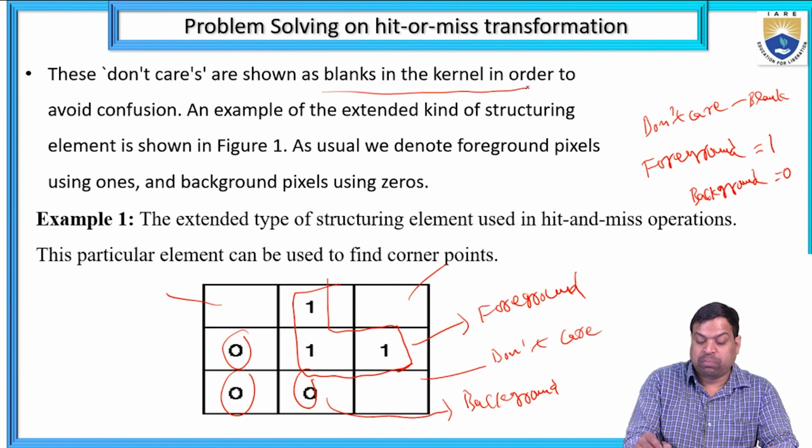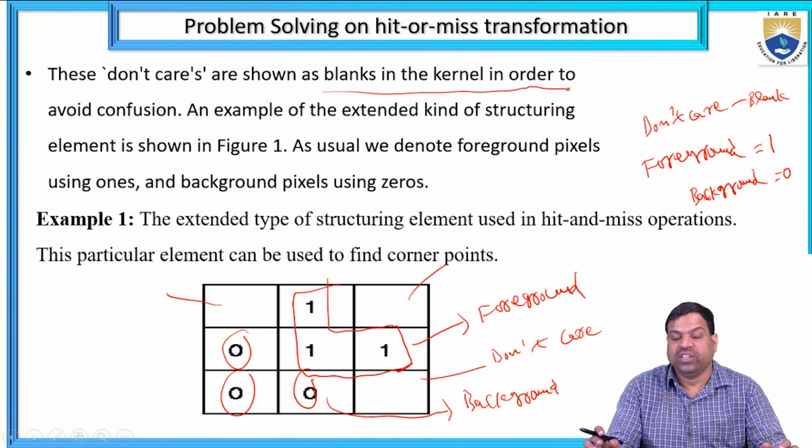Don't care is nothing but a blank in the kernel. Don't care means nothing is there. So when I want a foreground and a background, if you want a foreground, you can keep it as a 1. If you want a background, keep it as a 0.